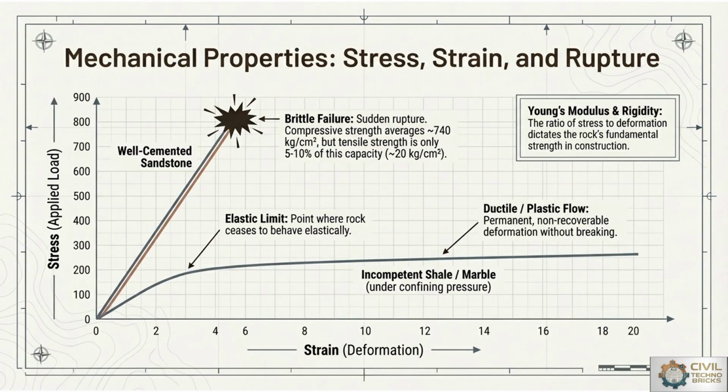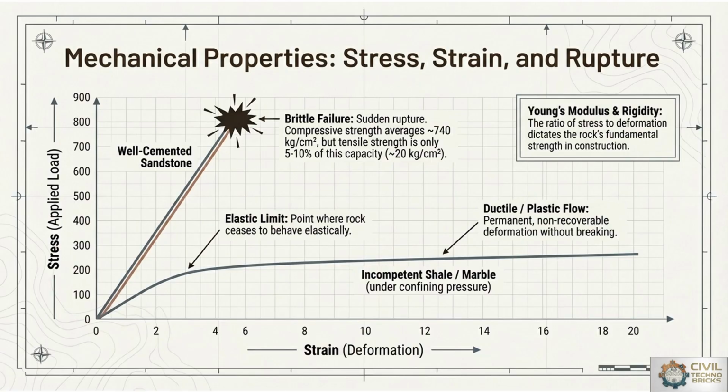Here the mechanical properties are based on the criteria of stress, strain, and rupture. The graphical representation shows displacement, or we can say the strain, on the x-axis with reference to the load applied, or stress applied, on the y-axis, where stress refers to the force applied per unit area. Strain represents deformation resulting from applied stress.